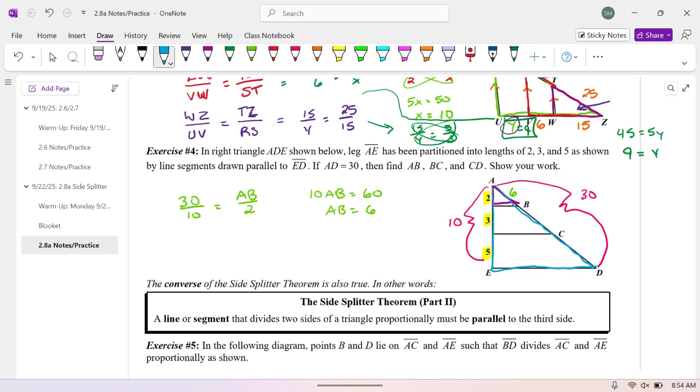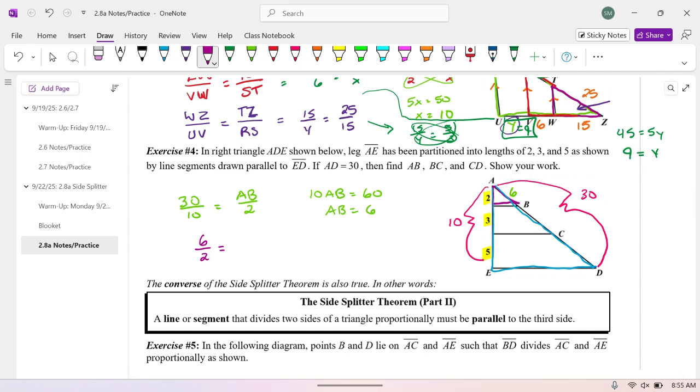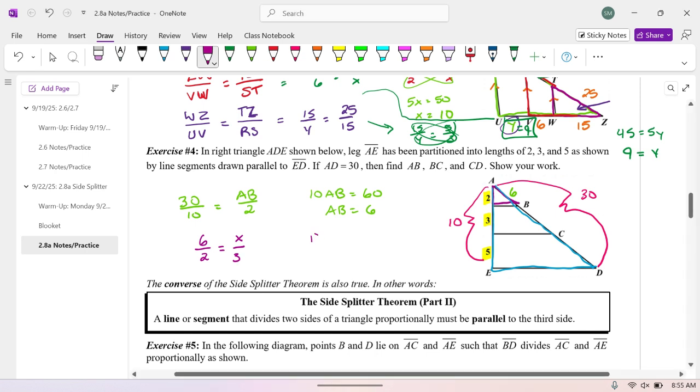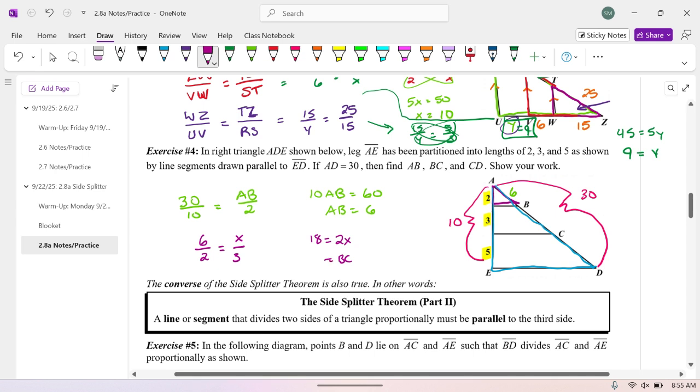All right. Now we got enough to use side splitter theorem. Okay. So using the 2 and the 6. So we're going to do 6 over 2. Let's say I was trying to find BC. How would I set up the proportion in relation to 2 over 6 or 6 over 2? So let's call BC x, and it'll be over what? 3. Multiply it together, I would get 18 is equal to 2x. So x, or let's say BC, would be equal to what? 9.